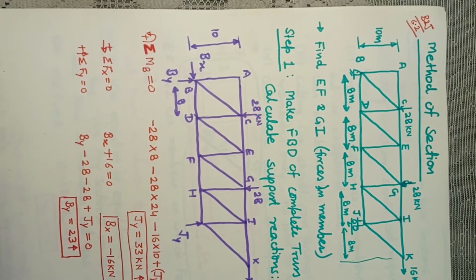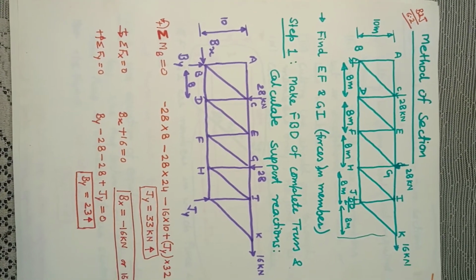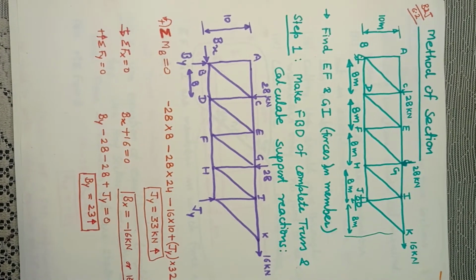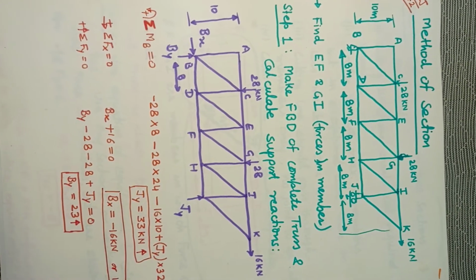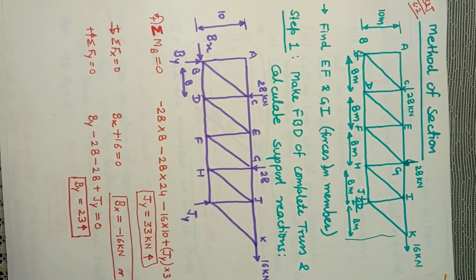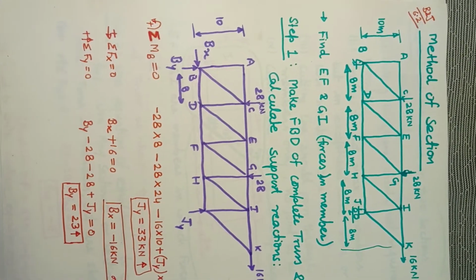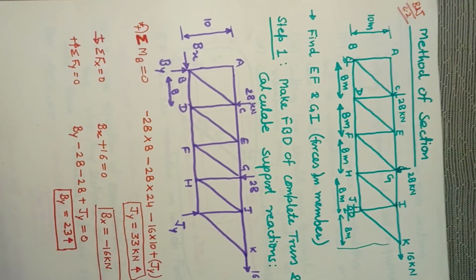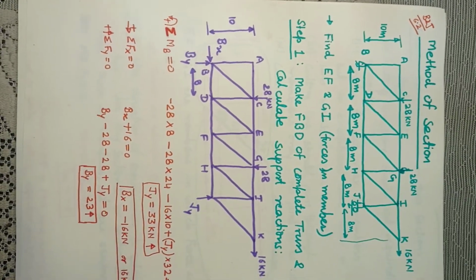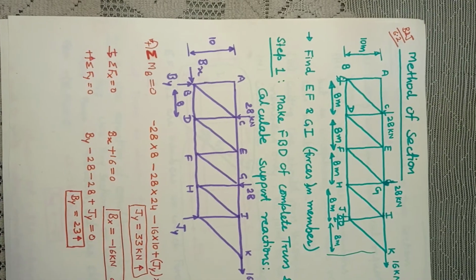I have taken a question again from a standard book, Beer and Johnson, example number 6.2. It's a solved example, just to illustrate what the method of section is. This is a good book, and yes, you can follow such standard books for conceptual understanding. So this is the question given to you.